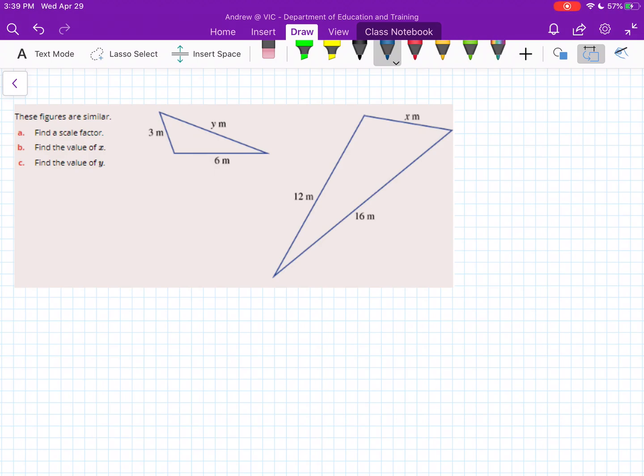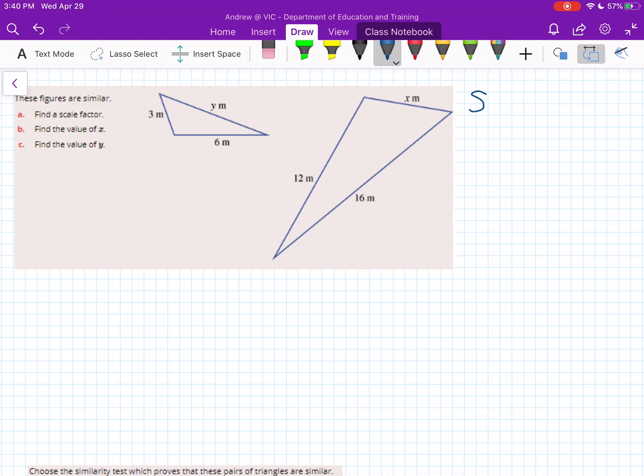G'day all, so in this video we are going to be looking at similar figures and scale factors. So just need to remember how to calculate our scale factor. Just remember, in calculating scale factor, it is the image length.